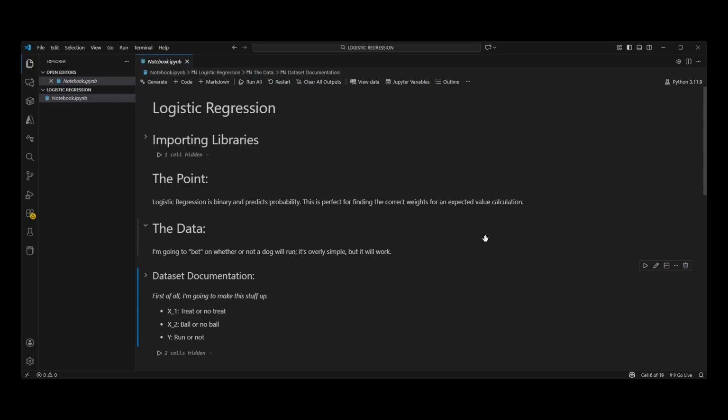Hello everyone, it's Chris. In this video, I'm going to demonstrate logistic regression, but not just in general. It's going to be how it can be used for making much better quality decisions, superior decisions.